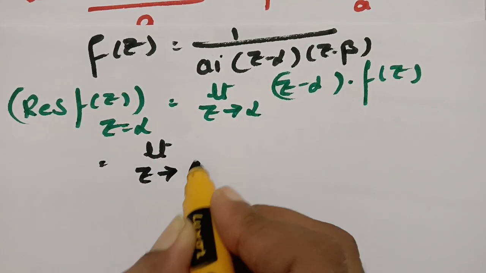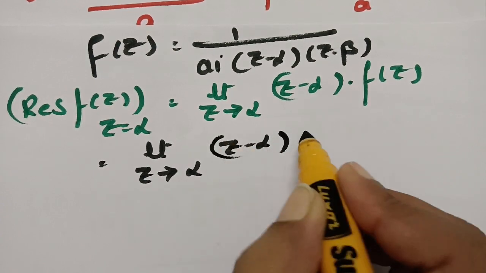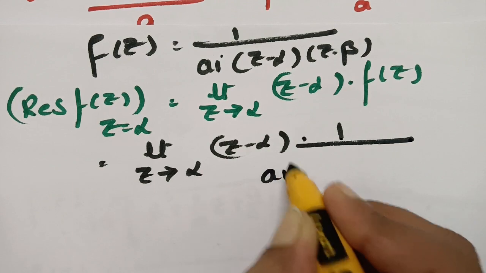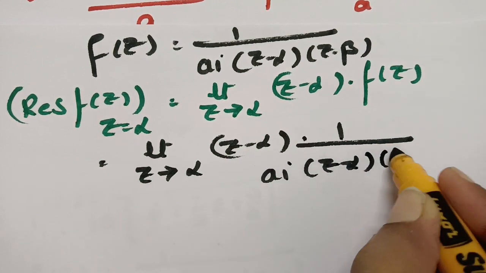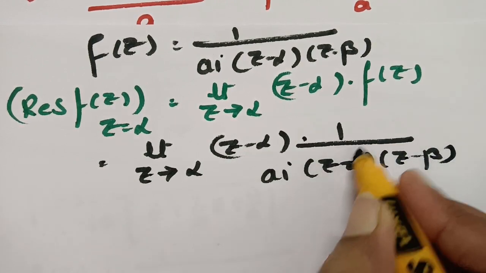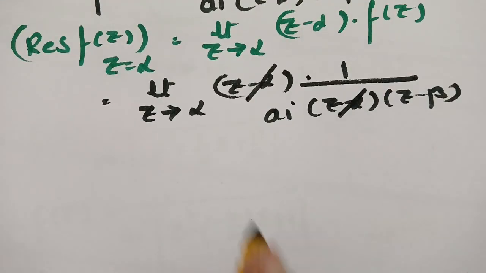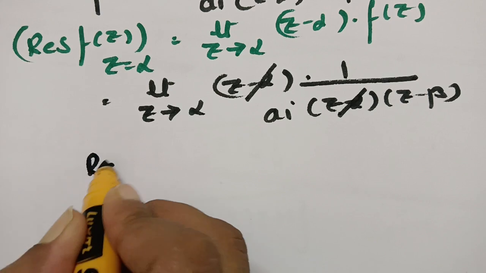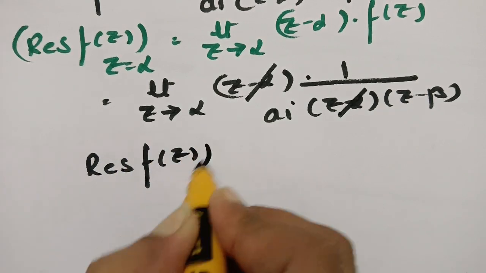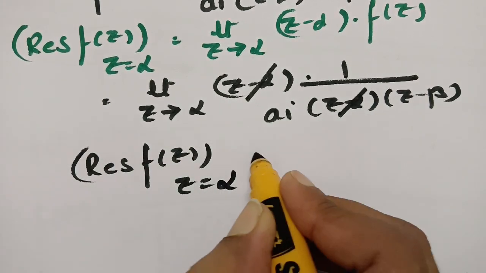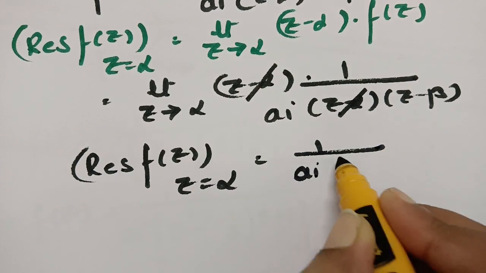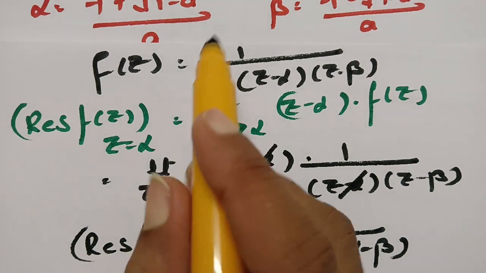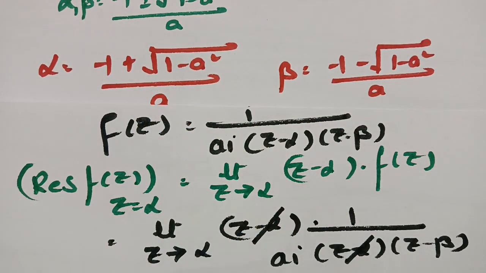Limit z tends to alpha, z minus alpha into f of z. What is f of z here? This is 1 by ai times of z minus alpha into z minus beta. If I cancel this and substitute alpha in place of z, the residue of f of z at point z equal to alpha is 1 by ai times of alpha minus beta. So what is alpha and what is beta? This is alpha and this is beta.